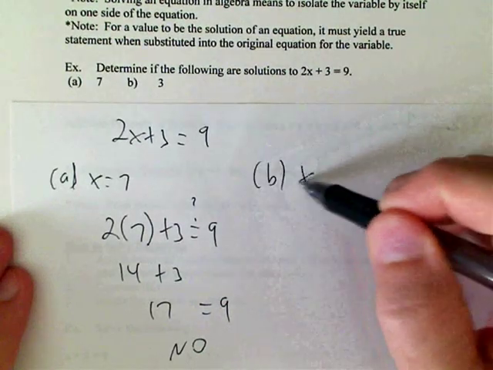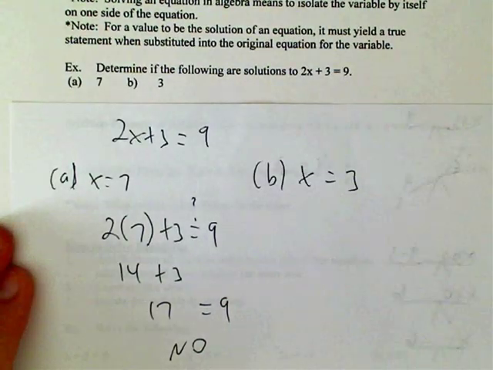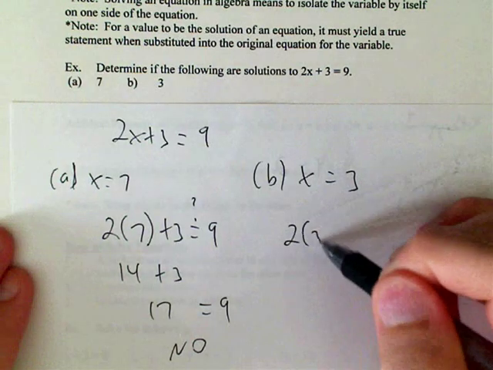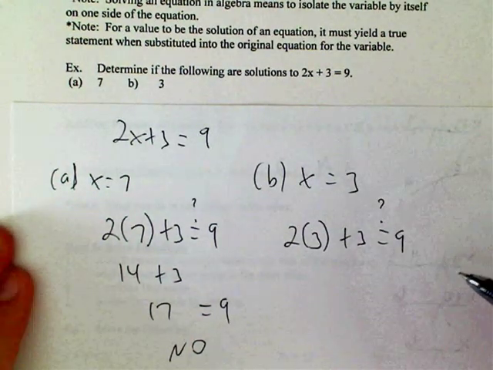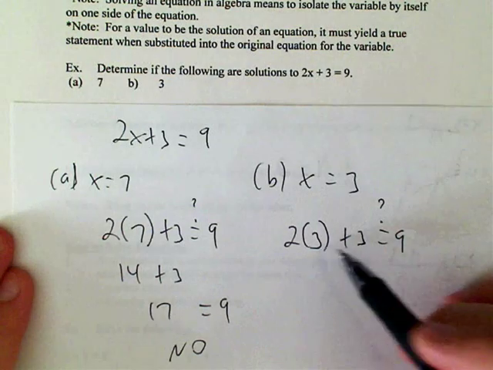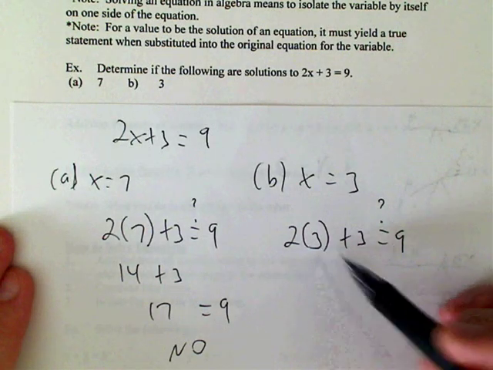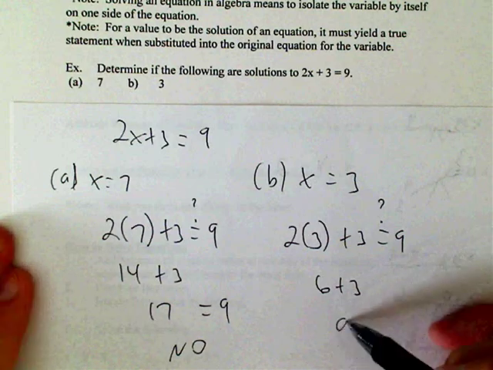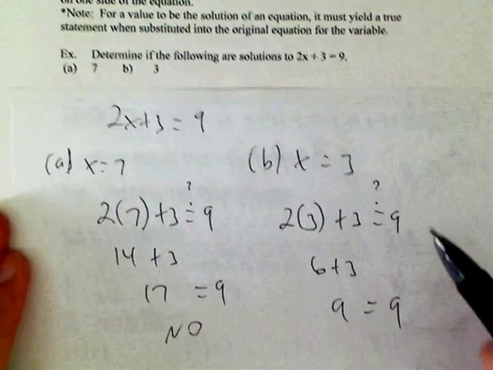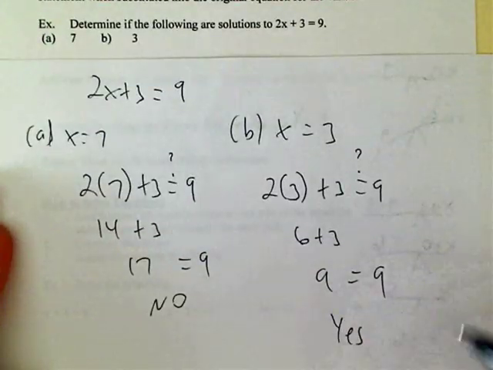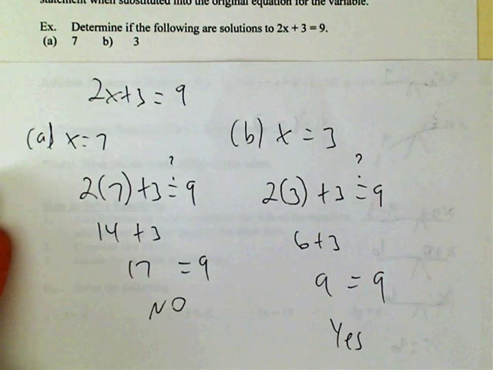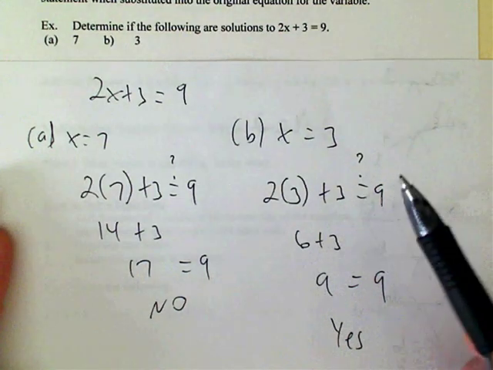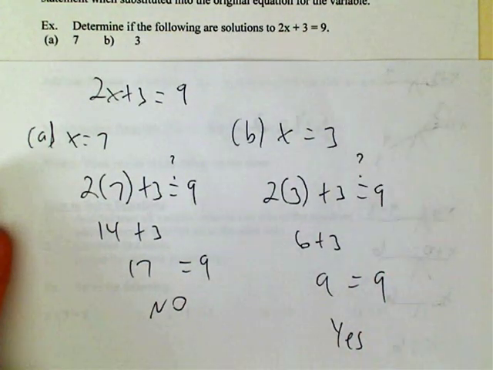Now part B is asking, what about x equals 3? So let's do that. Same way, substitute the 3 for the x. See if both sides are equal. The order of operations states multiply first, then add. Does 9 equal 9? And the answer is yes. So x equals 3 is a solution to this equation. Now that's how we check our answers once we actually start solving these equations. So be prepared for that.